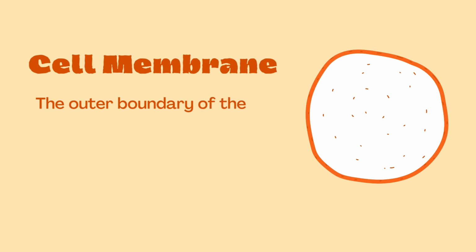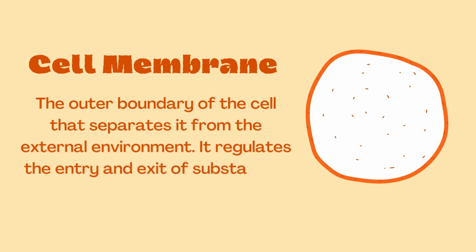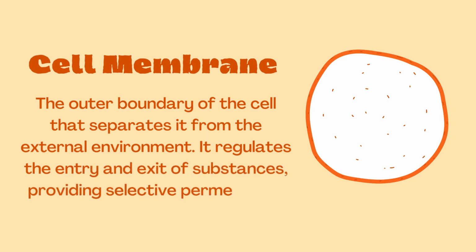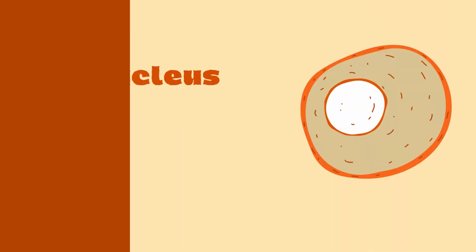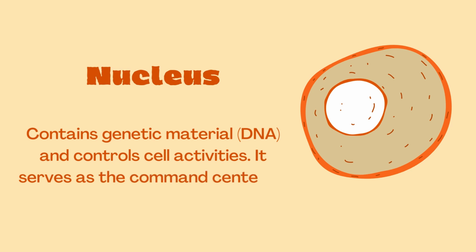Cell membrane. The outer boundary of the cell separates it from the external environment. It regulates the entry and exit of substances, providing selective permeability. Nucleus. Contains genetic material, DNA, and controls cell activities. It serves as the command center of the cell.